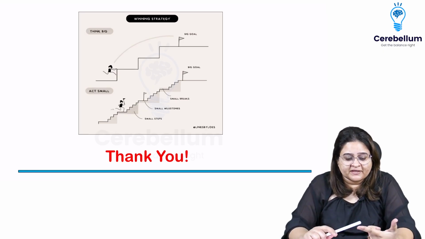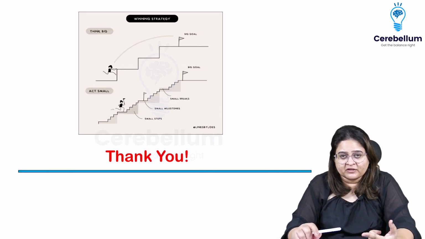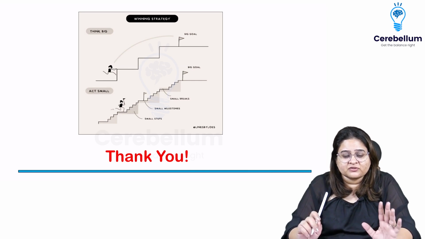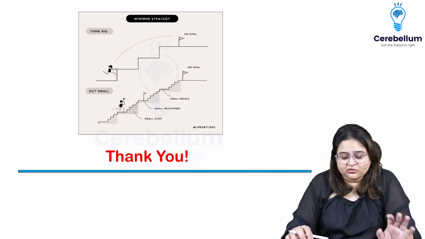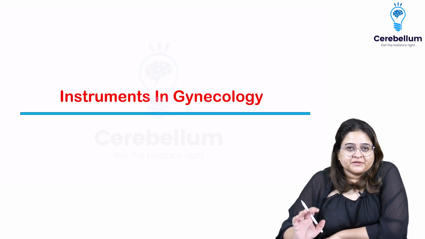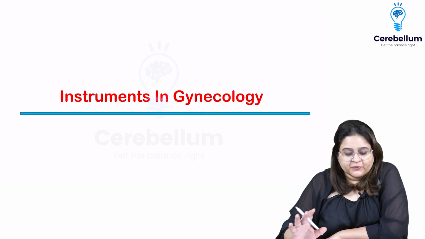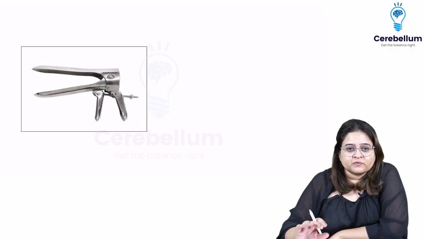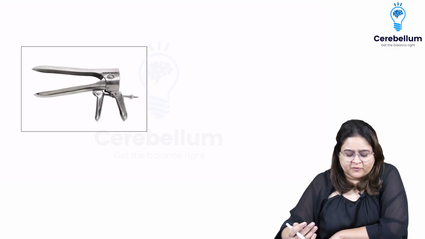So remember, cervical cancer is most important if you're reading in that order, then endometrial hyperplasia and cancer, and ovarian cancer. These are the three most important gynae cancers that you should go through before the exam. Now we start with instruments in gynecology, which are occasionally asked in the exam. So you should be able to identify these instruments, and they usually ask as image-based questions.